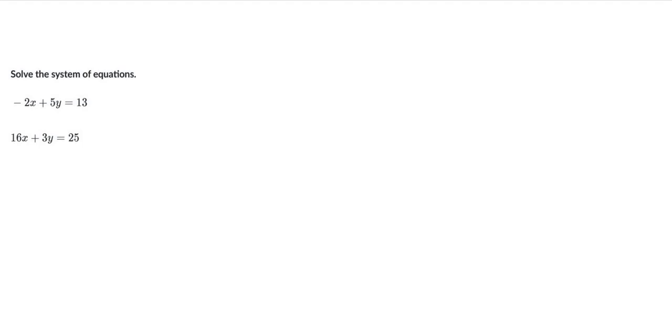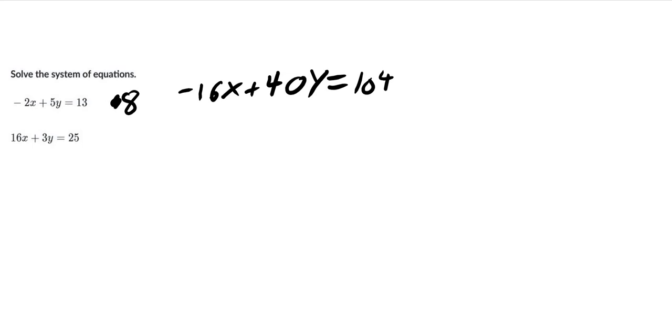This is similar. There's just one small knack here. Notice that there isn't anything that can cancel out. So all you have to do is notice we have a negative 2x here and 16x here. And all we have to do is multiply this top equation by 8, the whole thing, meaning both sides, everything, and it will turn into negative 16x plus 40y equals 4. So then it'll be able to cancel out.